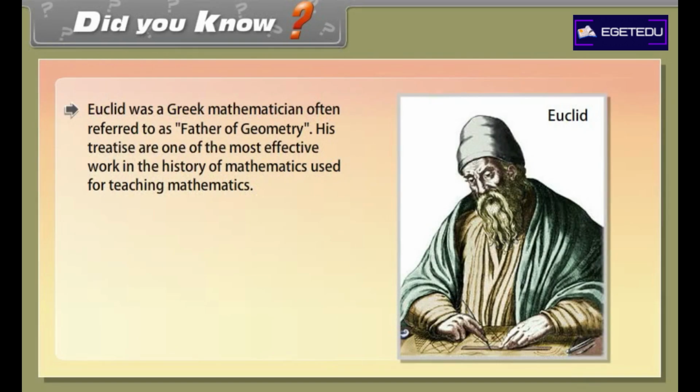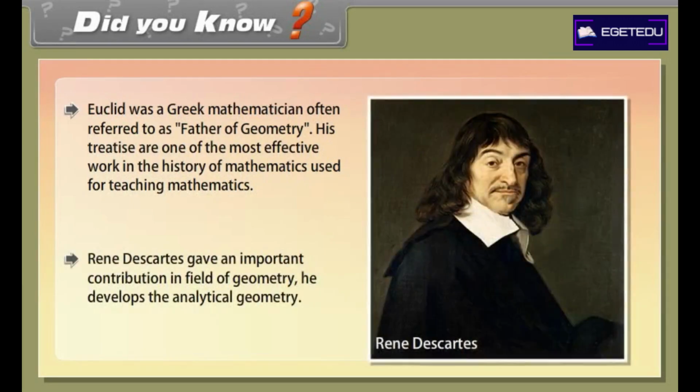Did you know? Euclid was a Greek mathematician often referred to as the father of geometry. His treatises are among the most effective works in the history of mathematics used for teaching mathematics. René Descartes gave an important contribution in the field of geometry. He developed analytical geometry.